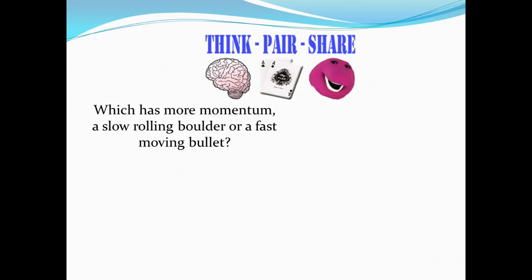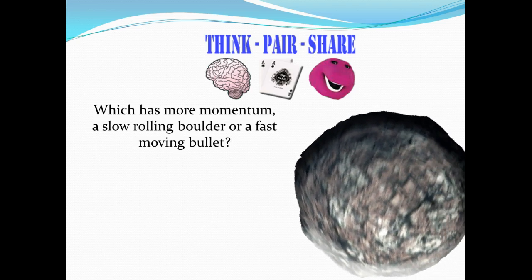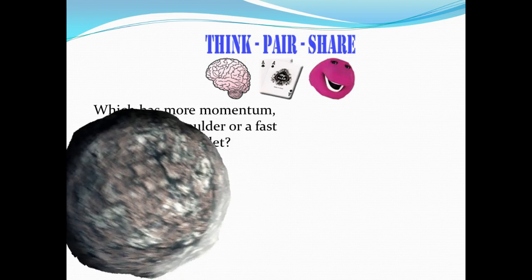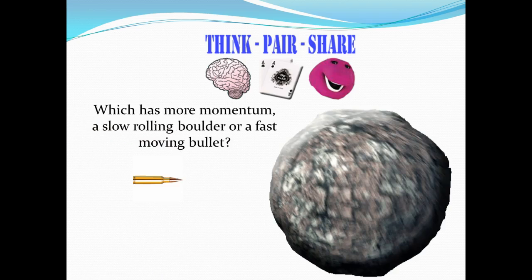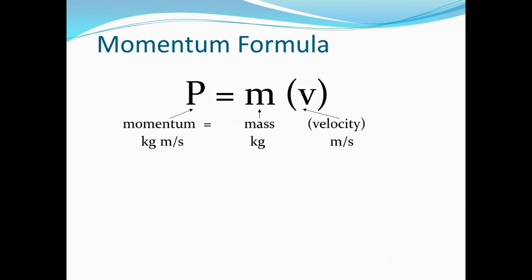Brainstorm an answer to the question: which has more momentum, a slow-rolling boulder or a fast-moving bullet? Keep in mind things like mass versus velocity. One has more mass, one has more velocity. We'll do a think, pair, share with this in class tomorrow.